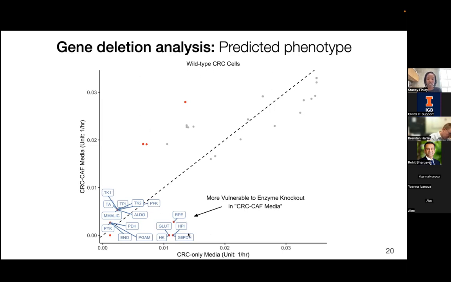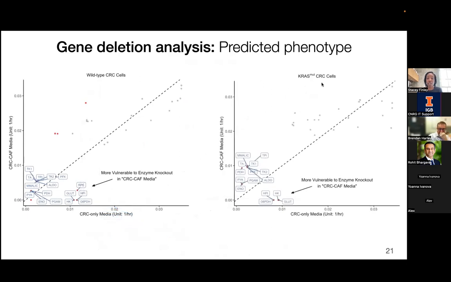So we see a collection of reactions that if we knock out those enzymes or simulate the gene deletion, we would have greater effect on cells that were switched to CAF conditioned media. And most of these are in glycolysis or in the pentose phosphate pathway because we know that the cells are more reliant on those reactions. So this is true for wild type cells. We have very similar results for the KRAS mutant cells, and it just helps us to see, using this mathematical framework, how we might be able to exploit those metabolic vulnerabilities.